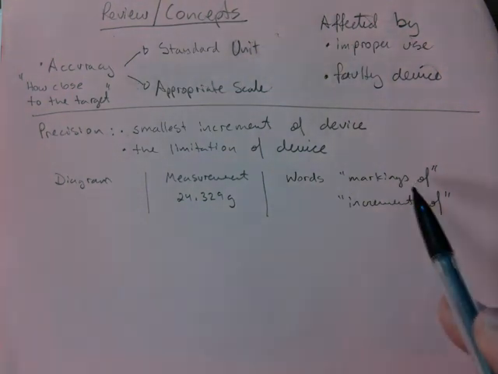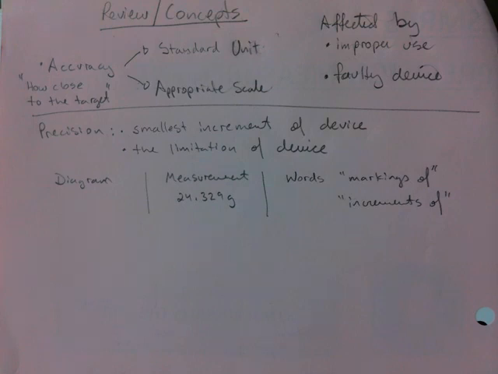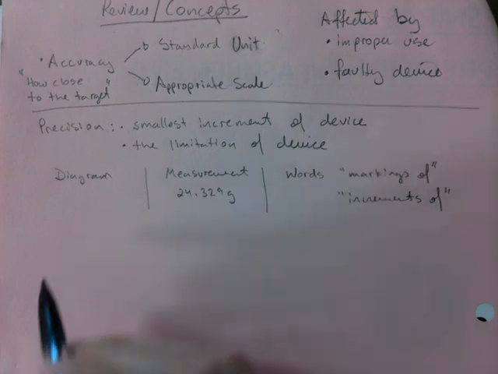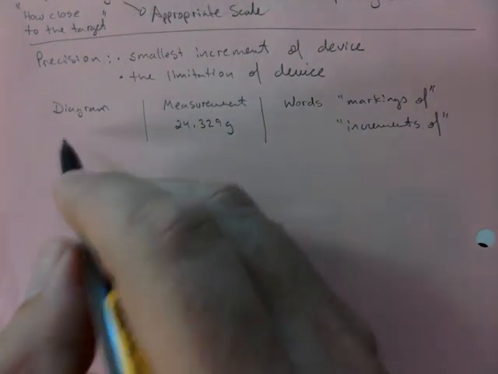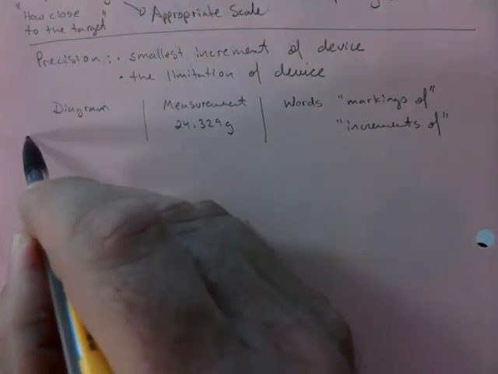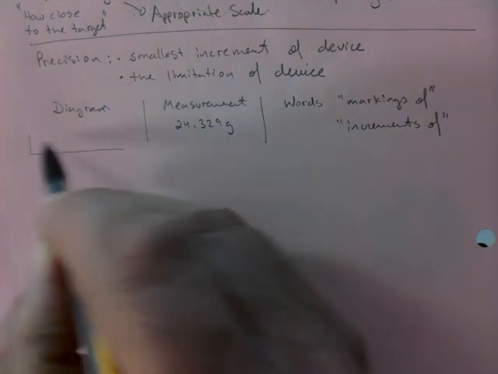If you see markings of increments of, that is your precision. If it says this cup is measured in quarter cups, then you're like, oh, that's my precision. If I were to visualize it, it would have quarter cups marked off on the outside of the device. Diagram, maybe let's just do a ruler.